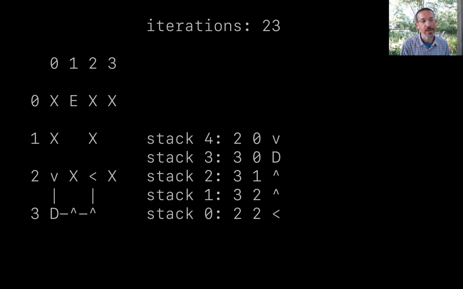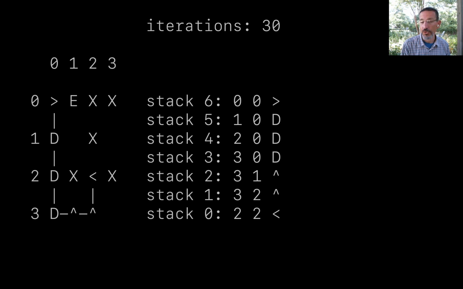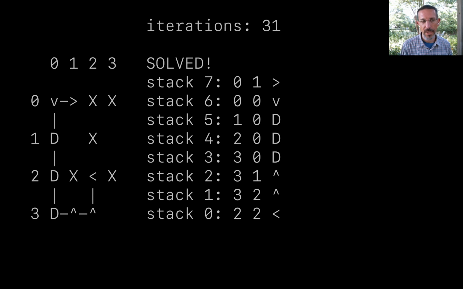Okay, we try to go down. We can't go down. Left, no. Up, yes. Okay, then we continue going up, but we're trying right, left, down, up. And then we go right, and then look, we've reached the end location, so we've solved the maze.